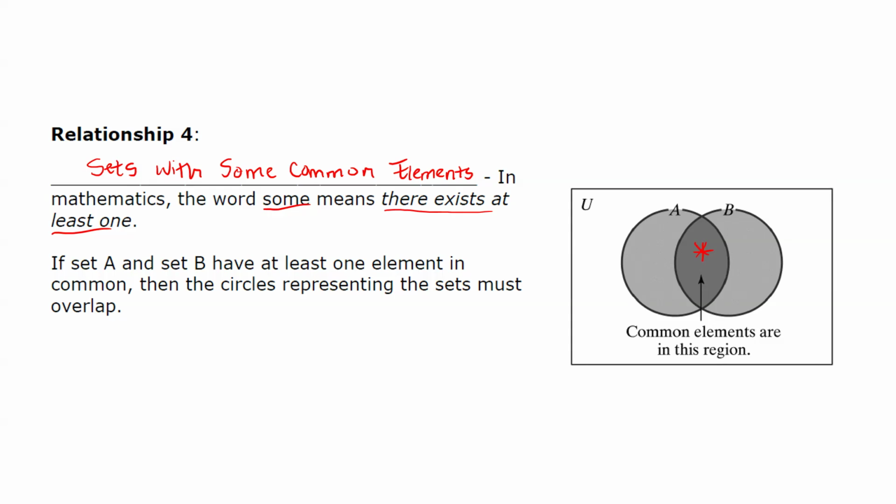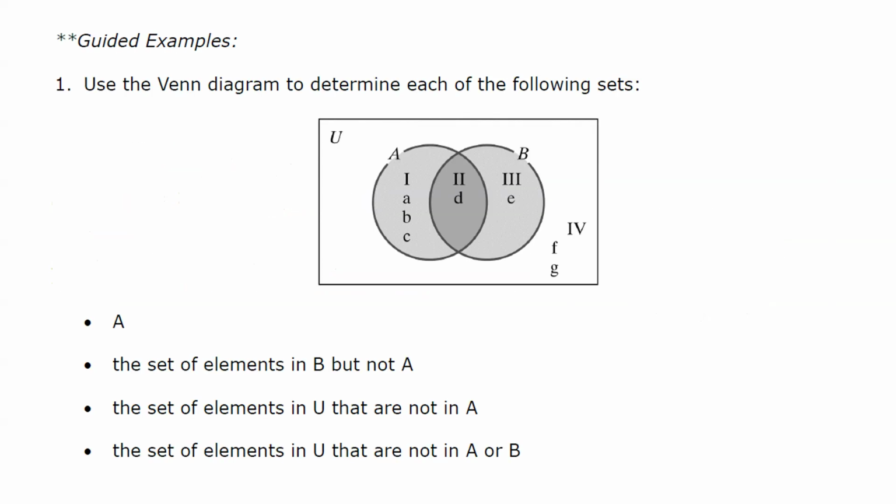Okay, so those now are the four relationships between sets that we will see in a Venn diagram. So now that we have these relationships and we know what they mean, let's apply them to some problems. So in this guided example, we're going to use the Venn diagram to determine each of the following sets. Okay. So the first one is A. We want to know what are the elements in set A.